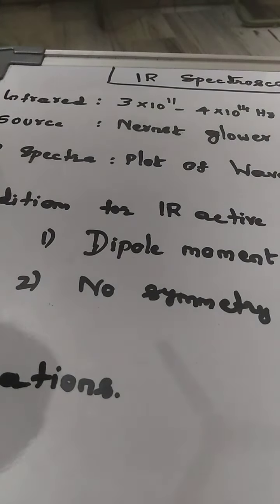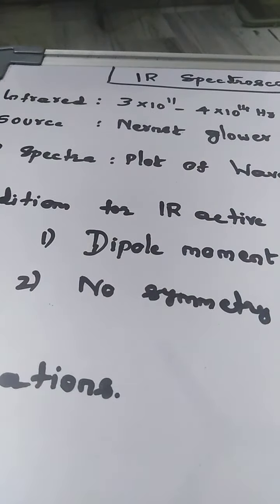Next comes the fingerprint region. What is meant by a fingerprint? Fingerprint is an identity for any human being. No two human beings will have the same fingerprints in the world. Similarly, every organic compound will have a specific pattern of IR spectra in this fingerprint region. No two compounds will be identical in this region. So that is why this region is known as the fingerprint region.